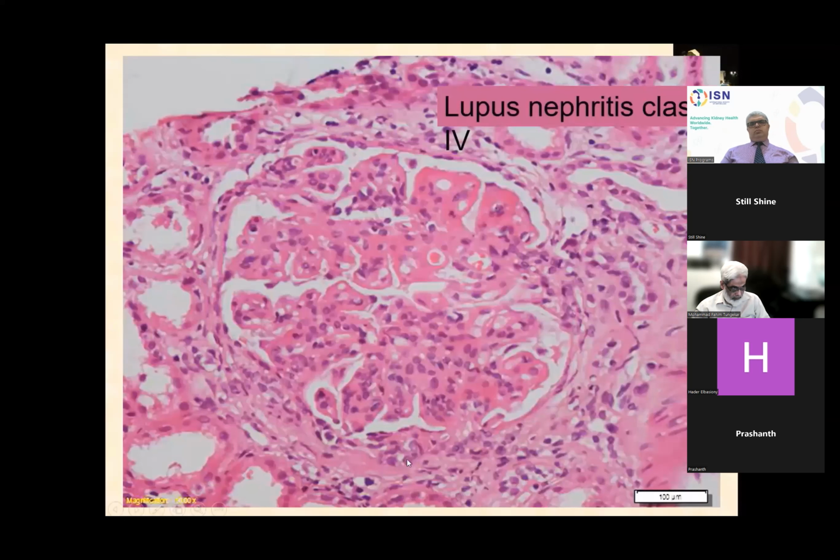And here, this case of class 4 lupus nephritis, and this is the immunofluorescence for the complement, and we have... I'm sorry, there is a halt in our connection, so I will share the presentation again.